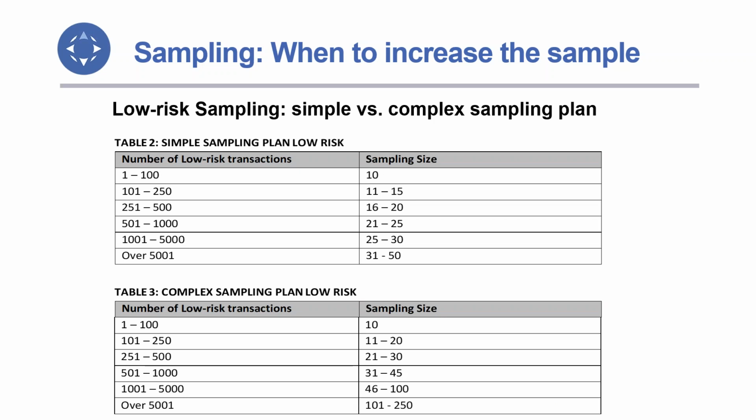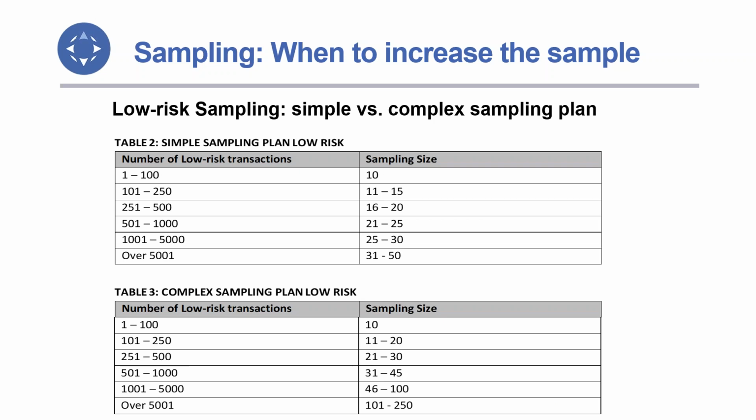Specifically for the simple versus complex sampling plan for low risk, we received a question of when is it best to pick one versus the other. Well, this is largely up to the auditor's professional judgment. When the facility sourcing practices are more complex, even if they're not sourcing from low-risk countries or high-risk suppliers, it would be advisable for the auditor to use a complex sampling plan.